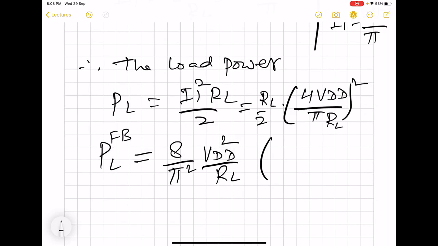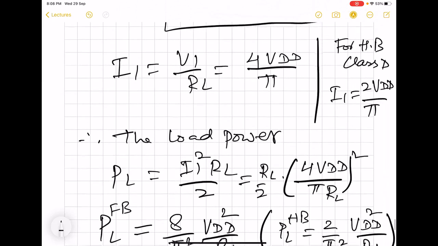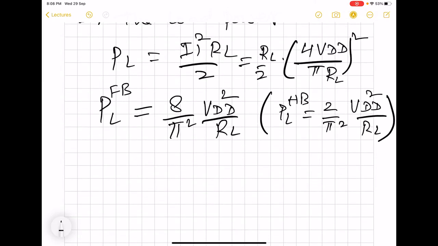And if you recall, for the half bridge case, this will be 2 by pi square VDD square by RL. So I missed RL here. So this is the advantage of this circuit.